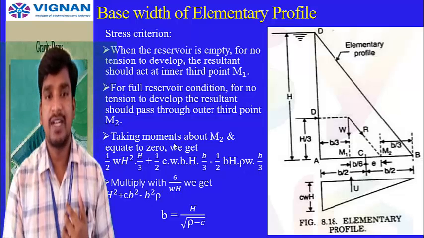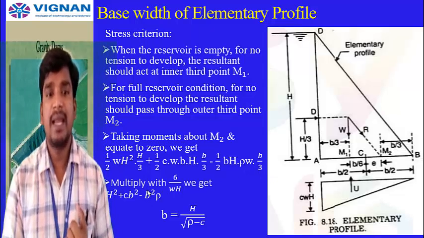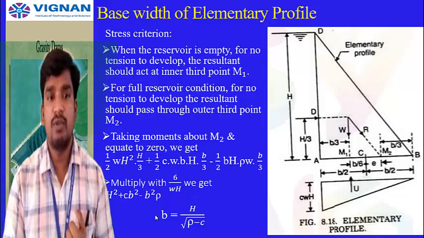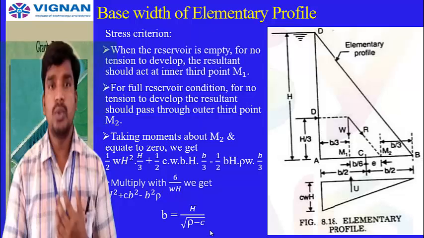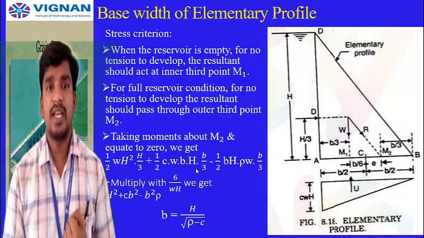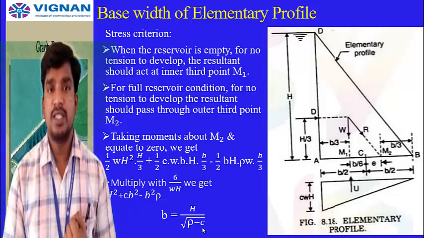After getting this equation, you have to multiply the entire equation by 6 by WH. Then the equation forms like this: H square plus C B square minus B square into rho. Here we need to calculate the base width. So the base B is equal to H by the square root of rho minus C. That is how you can compute it by the stress criterion. From the stress criterion, you can calculate the base width of an elementary profile in this way.